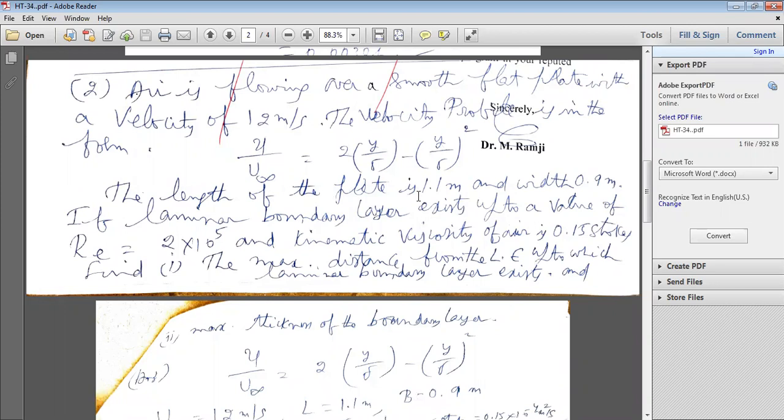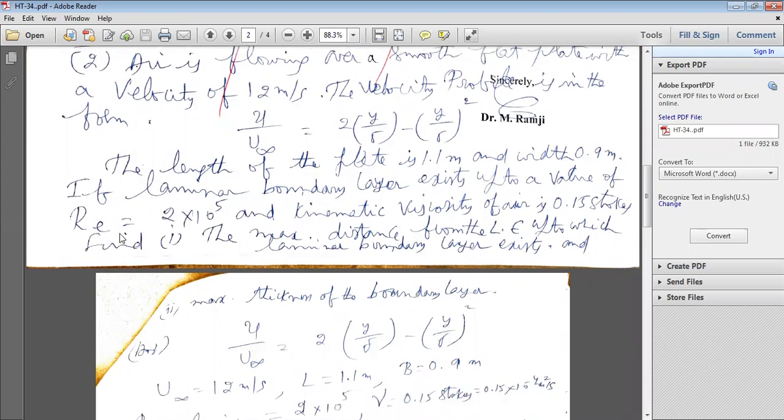The length of the plate is 1.1 meters, L 1.1 meters, and width of the plate 0.9 meters. And if the laminar boundary layer exists up to a value of Reynolds number 2 into 10 power 5. So generally on a flat plate it is 5 into 10 power 5. But in this problem, he has mentioned the laminar boundary layer exists up to a value of Reynolds number 2 into 10 power 5.